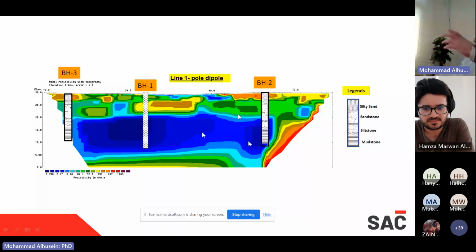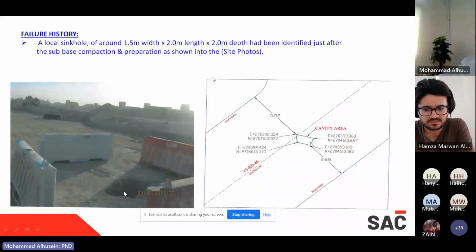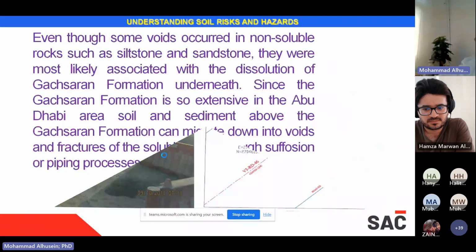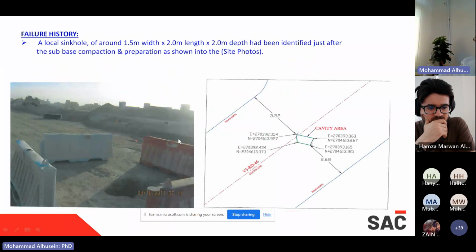So, as we said, this small sinkhole which we see here, the material migrated through the voids, through suffusion or piping process, creating this sinkhole. So unless you fix the voids in the deep layer, you cannot fix the problem of the surface sinkhole.